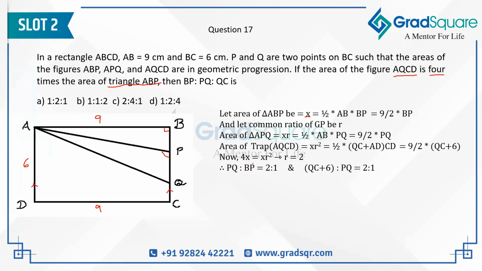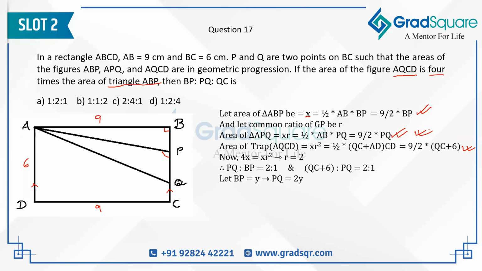So if this is clear, then we can now find the ratio of the areas of triangle ABP by triangle APQ as 9 by 2 into PQ by 9 by 2 into BP. That will be equal to the common ratio 2. So PQ by BP will be equal to 2:1. So basically, I'm doing this by this. So I'm getting PQ by BP as 2:1. Similarly, when I do this divided by this, then I get QC plus 6 is to PQ is equal to 2:1. From here, the question is very simple to solve.